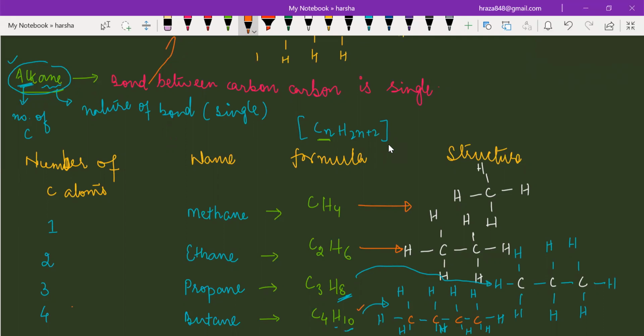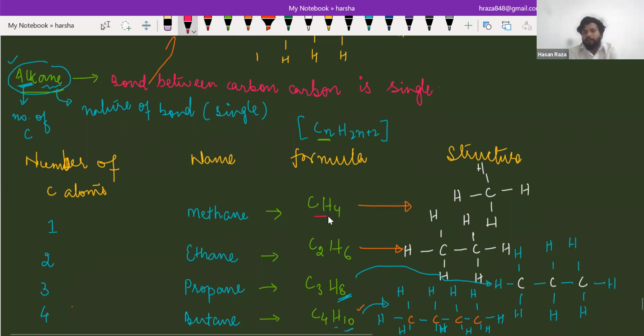Yes, sir. No. So Afra, see how I just wrote the name and the formula of the compound. First of all, you have to remember if there is only one carbon, that means meth. If there are two carbon, that means eth, 3 carbon prop, 4 carbon but, 5 carbon pent, hex, hep, then oct, then non, then dec. So this is the general formula of alkane.